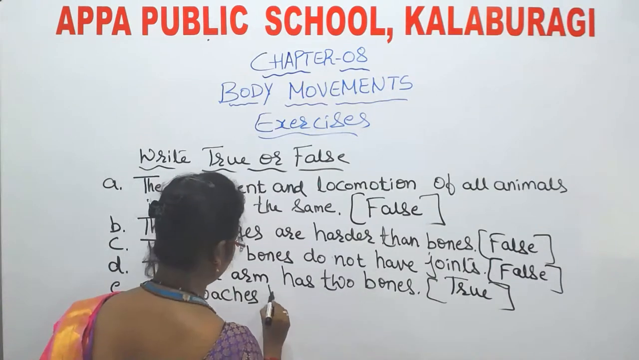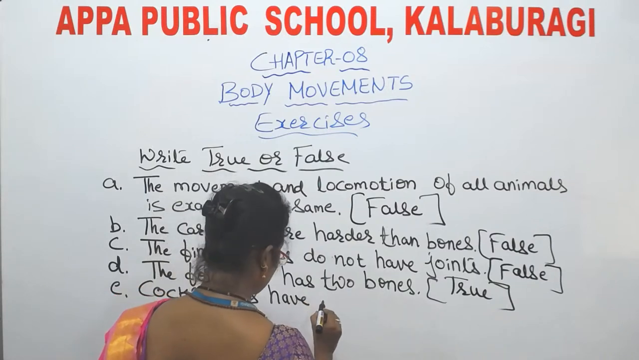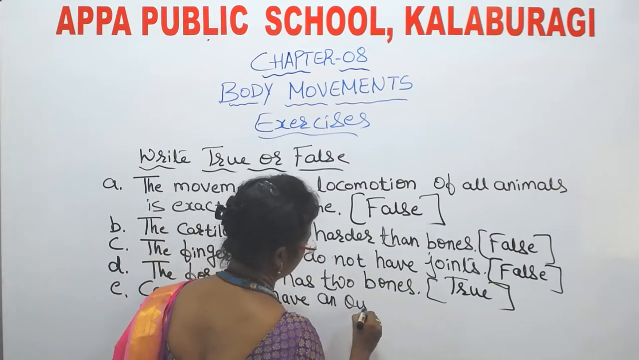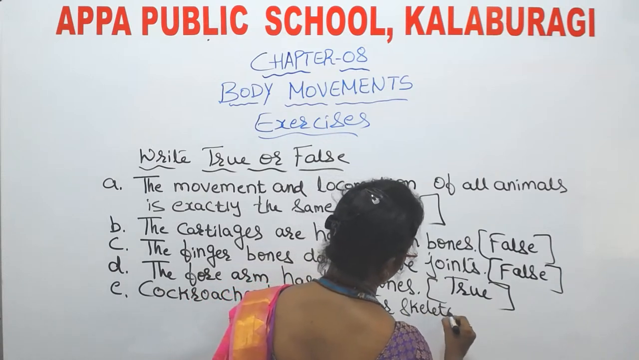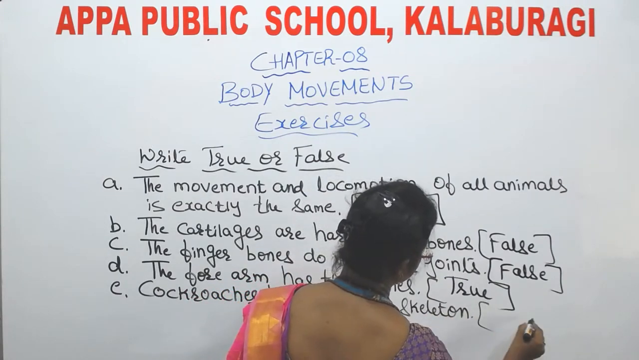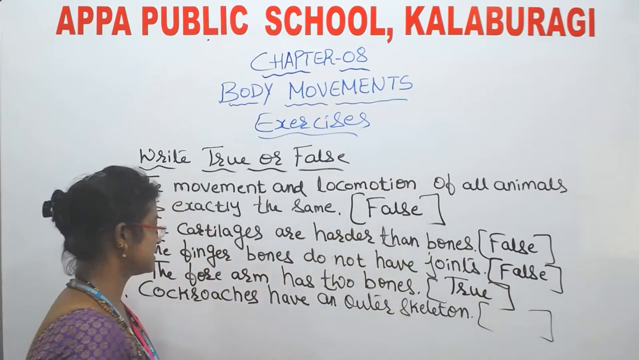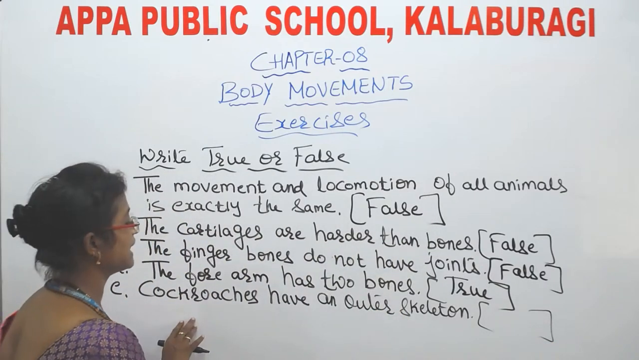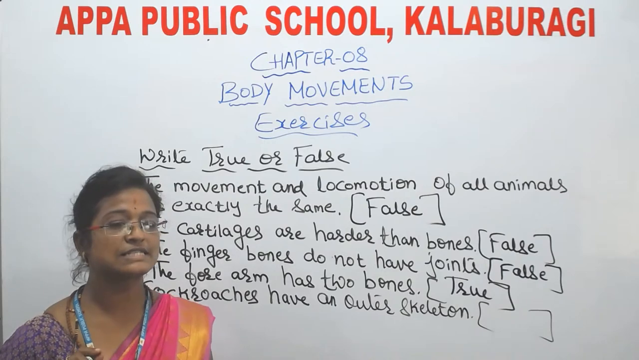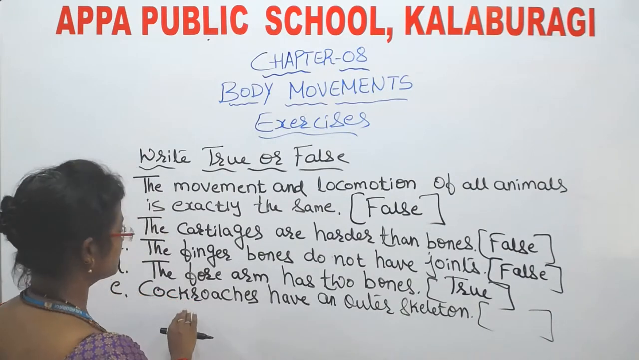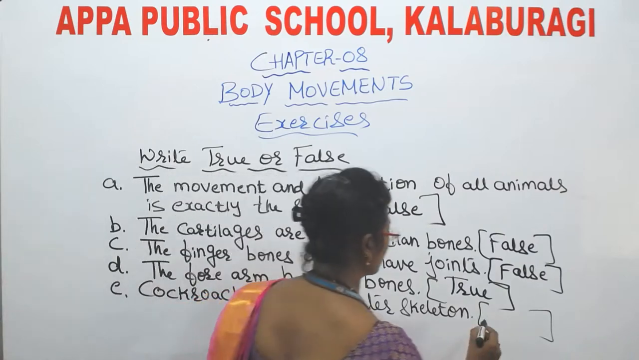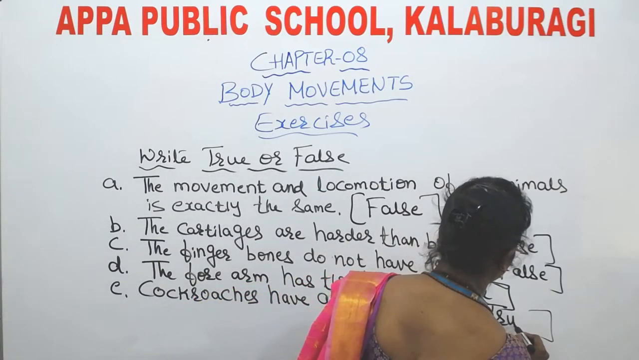The next statement is, cockroaches have an outer skeleton. Is it true or false? Just now we discussed that cockroaches have an outer skeleton, which is very hard. So this statement is true.